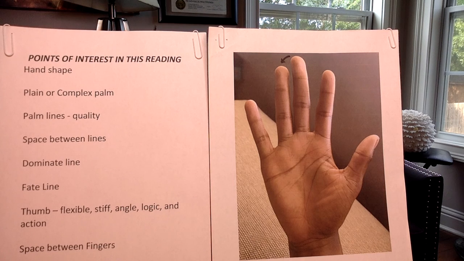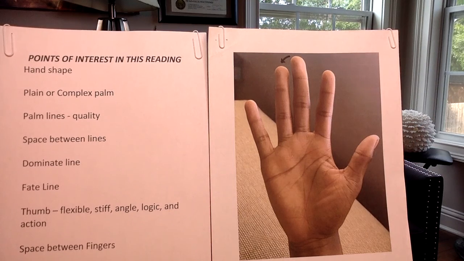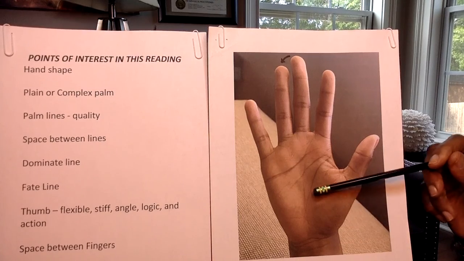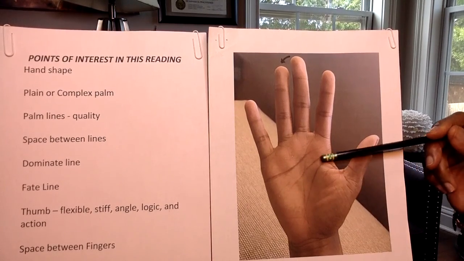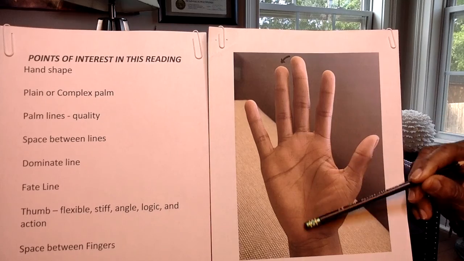It says plain or complex. Now as we look at this, do we see a lot of lines in here, or do we see just these? All right. If we see just these, then we know it's plain. Okay. Now, what's the quality? Are they well defined, or are they thin, wimpy looking or scraggly looking? Okay, you have to answer that because you're the one that's reading. All right, how about the space between the lines? We're looking for space.